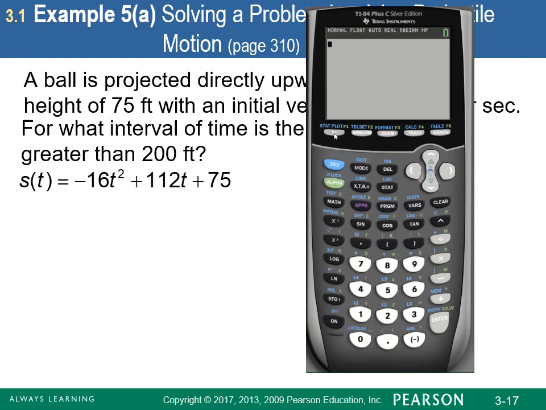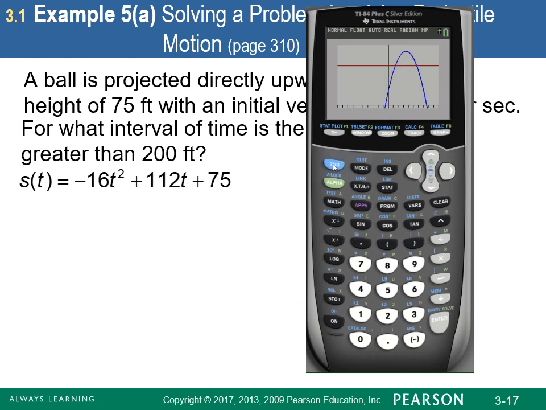If we go to the y equals and put us a line at 200, here's what we will see. So the blue line represents our projectile, and the red line is 200. So the question is, where's the blue line above the red line? And so we need to find the point on the left and the point on the right where the red and the blue cross. Now this is our first installment of using this particular technique, and it will not by any means be the last.